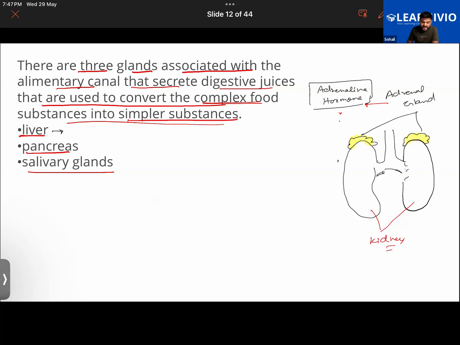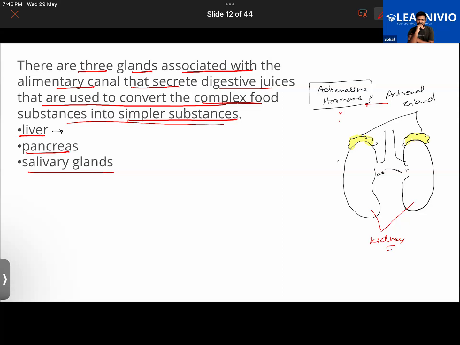So the adrenal gland, present above the kidney, secretes adrenaline hormone that gives you lots of energy. Whenever we are in an emergency situation, the adrenal gland secretes a hormone called adrenaline that gives you lots of energy.